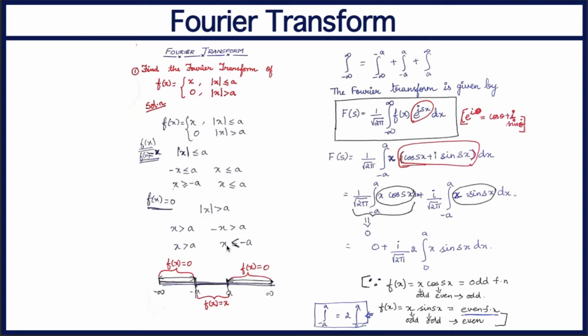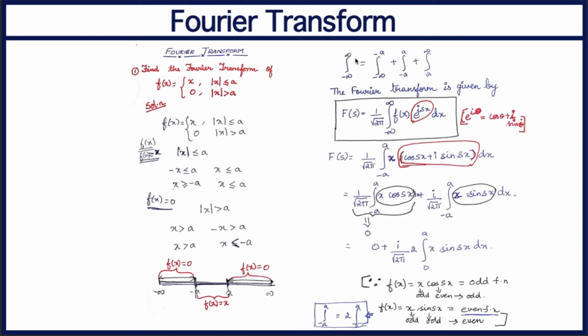And then they are given x is less than minus a. X less than minus a means from here to here. So from x less than infinity, from minus a to minus infinity, for that f of x is equal to 0. Okay, so the integral from minus infinity to plus infinity is changed as minus infinity to minus a, minus a to a, and a to infinity. That is what I have written here.